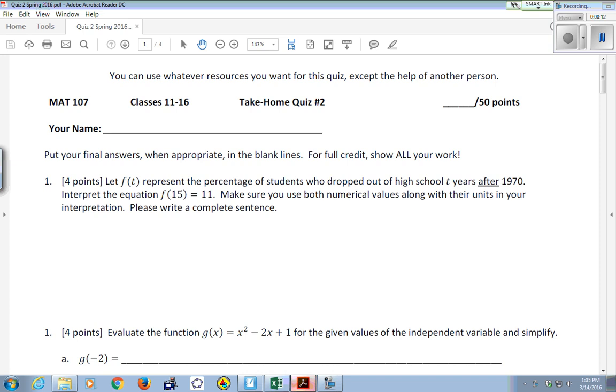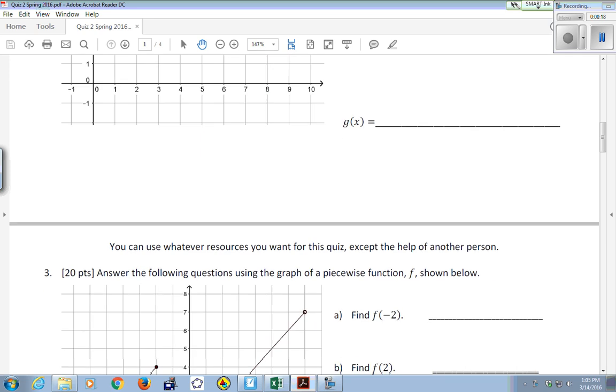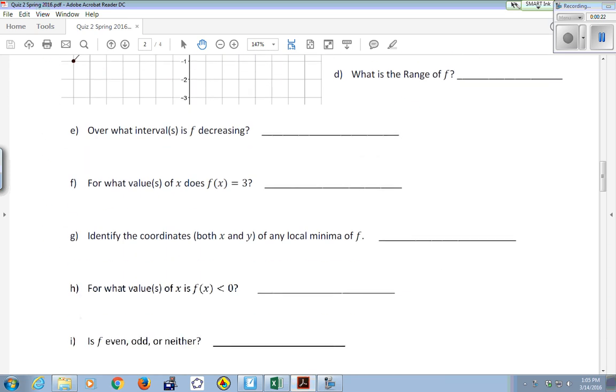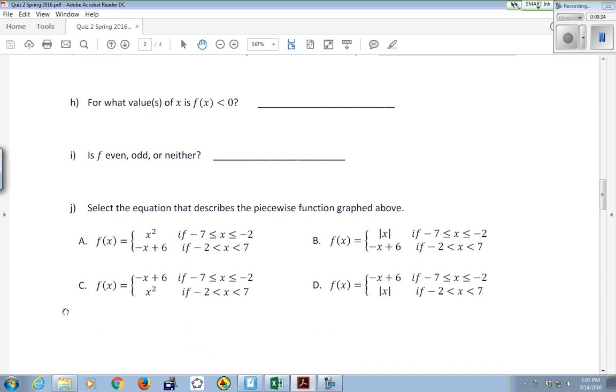I did send out an email on Friday because I caught one mistake before I left regarding number 3J, and that none of these formulas were correct. And I said, hint, D is the closest to correct. Change it so that it is correct, okay?